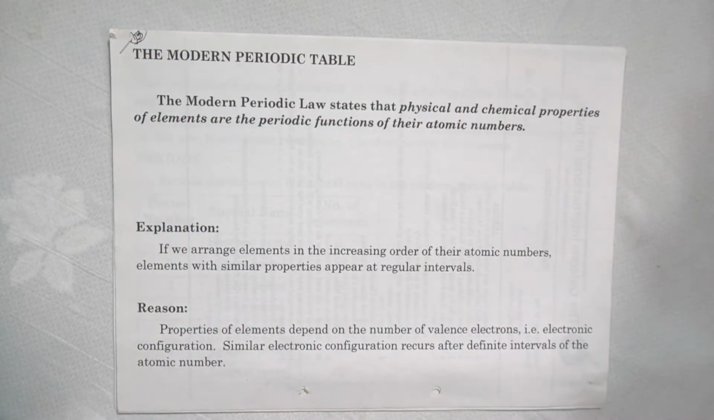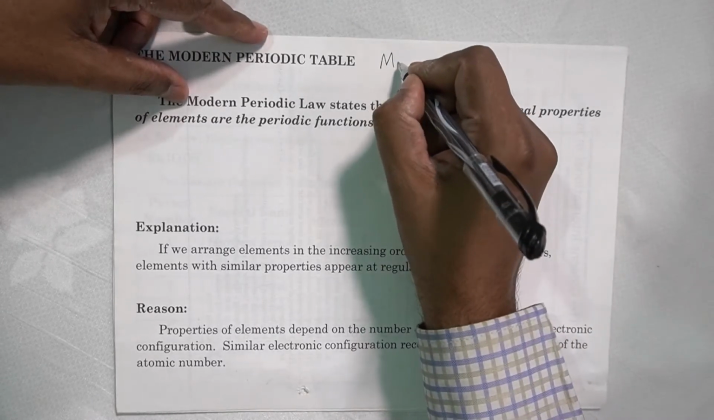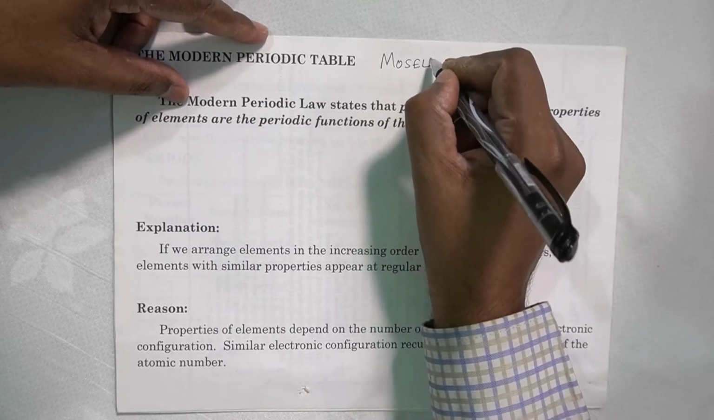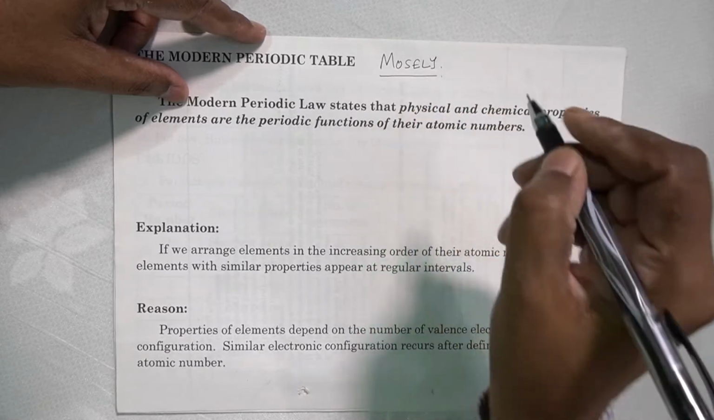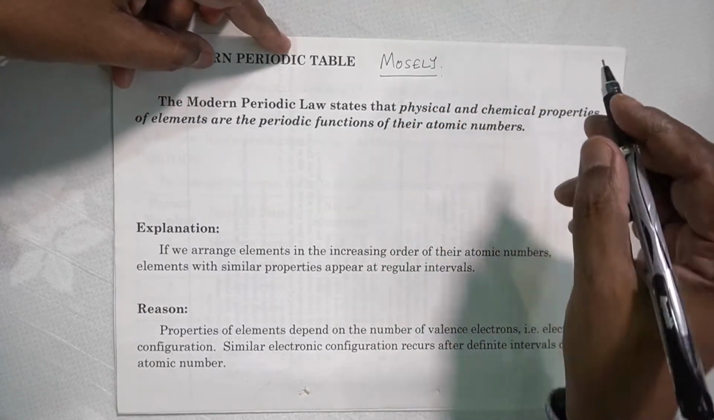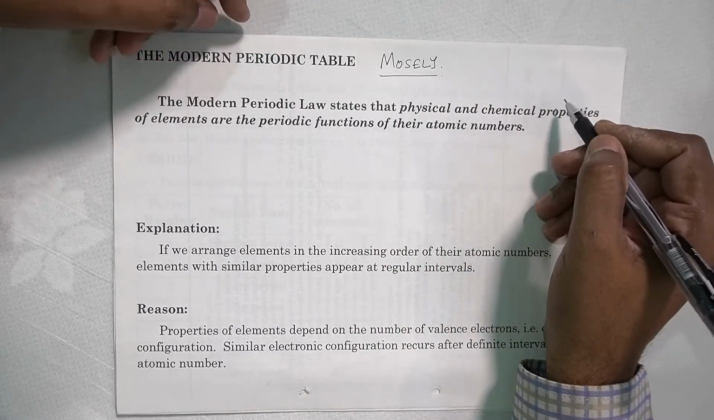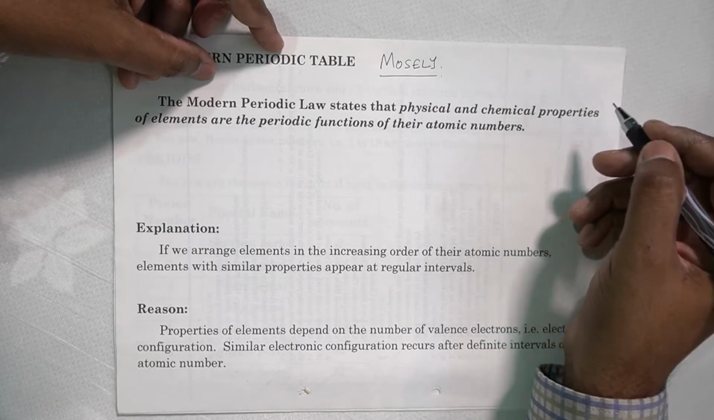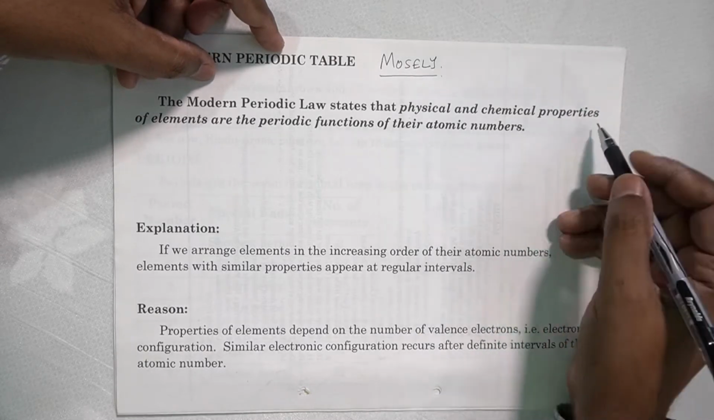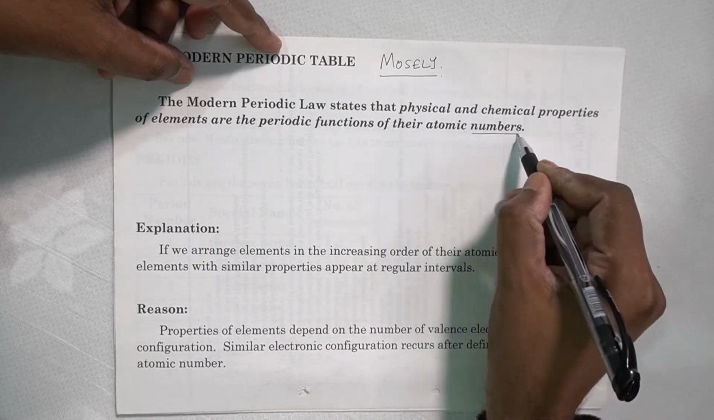The modern periodic table is based on the modern periodic law. This law was proposed by a scientist called Moseley. Moseley is the scientist who proposed the modern periodic table. According to him, the law, called the modern periodic law, states that physical and chemical properties of elements are the periodic functions of their atomic numbers.